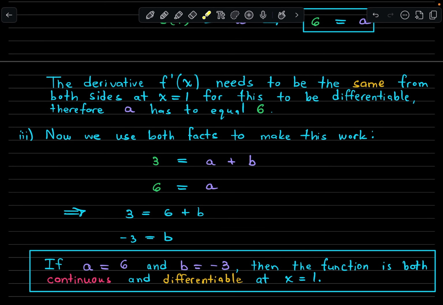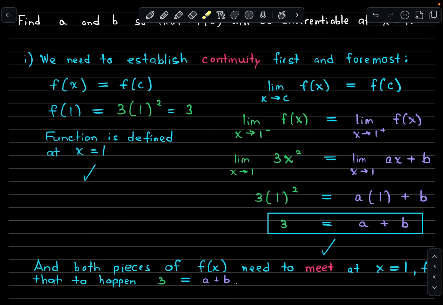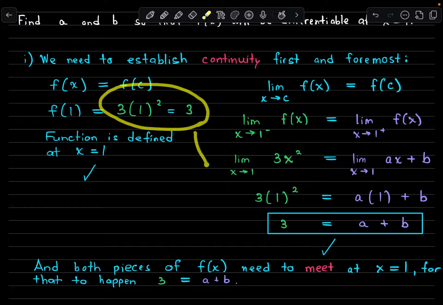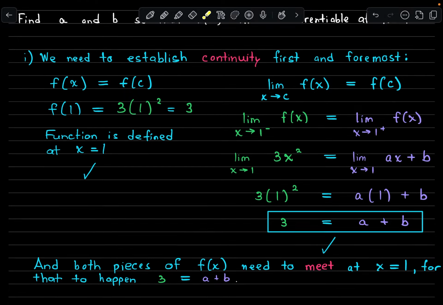All right, so we're doing this kind of deliberately. We're trying to make this work. So we need to make that continuity element work. Okay, we need to establish the function is defined there. The limit from the left is equal to the limit from the right. And of course that where it's defined is equal to what that limit goes to as well.